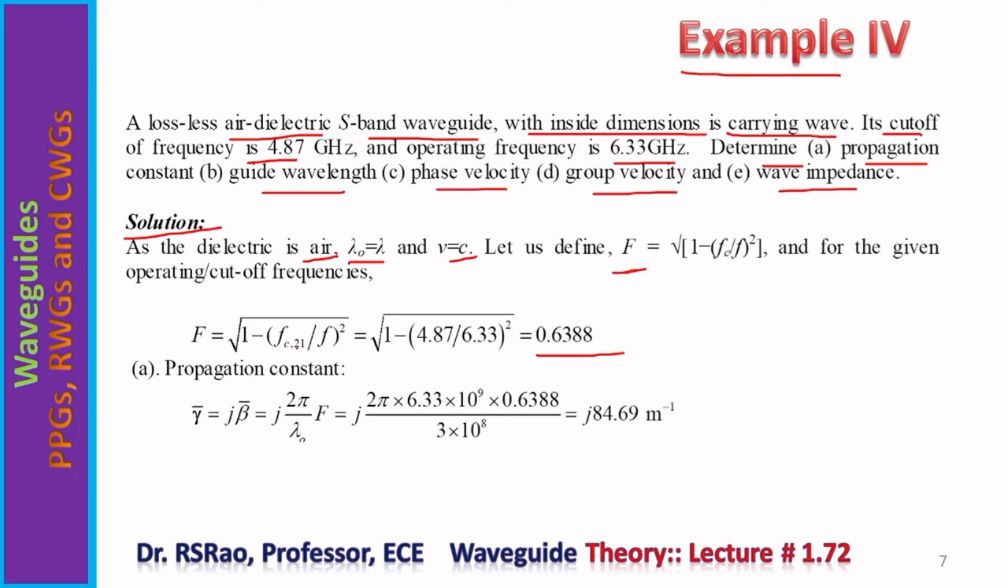It seems this 2 is superfluous. We can disregard it. Next, A, propagation constant. Propagation constant is alpha plus j beta. We are considering lossless situation, so attenuation constant is 0. So propagation constant is simply j beta. Here, as it is a dispersive medium, beta is 2 pi by lambda g. But lambda g is lambda naught by f. So substitution results in j 84.69 per meter.